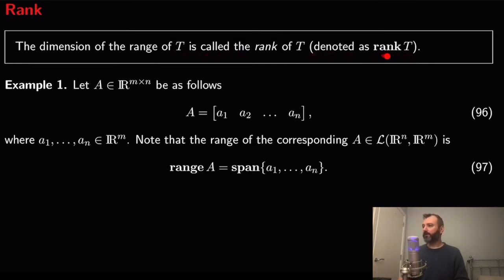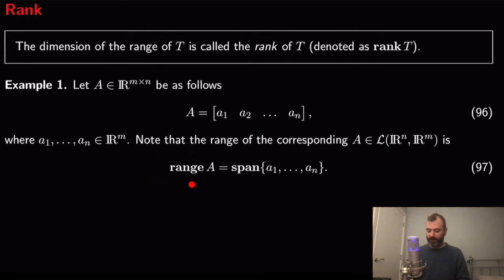And we write rank T like this. Example. Take A to be a matrix, an m by n matrix. And this matrix A is like this. The first column is A1, the second column is A2, the last column is AN. These are the columns of A. A1, A2 up to AN are m-dimensional vectors.